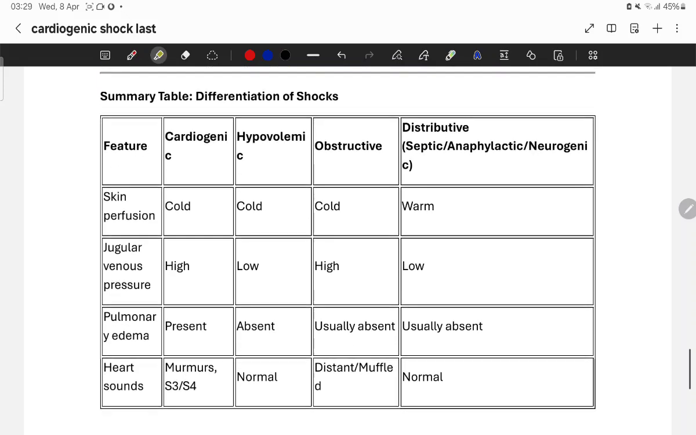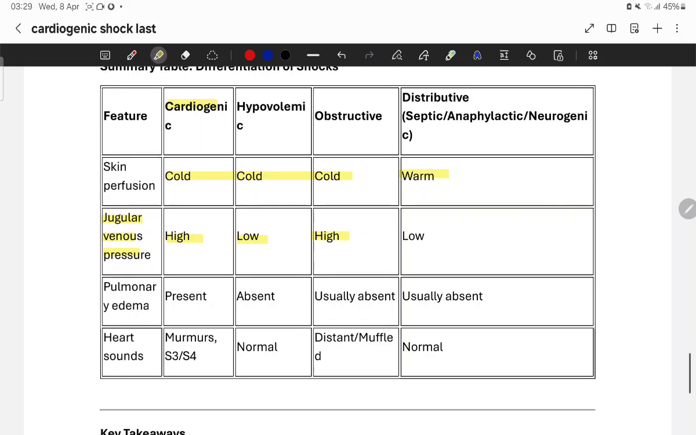Our summary table differentiating between different types of shock. Cardiogenic, hypovolemic, and obstructive are three cold shocks. Meanwhile, distributive shocks, septic, anaphylactic, and neurogenic, are warm shocks. Next, we look at jugular venous pressure. High in both cardiogenic and obstructive, and low in hypovolemic and distributive. Pulmonary edema is present in cardiogenic and absent in both hypovolemic and obstructive.